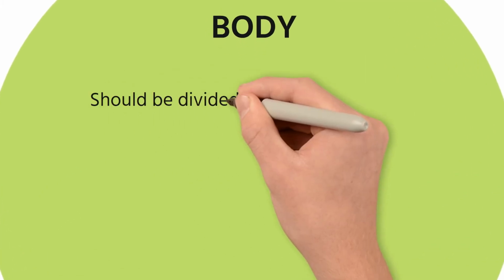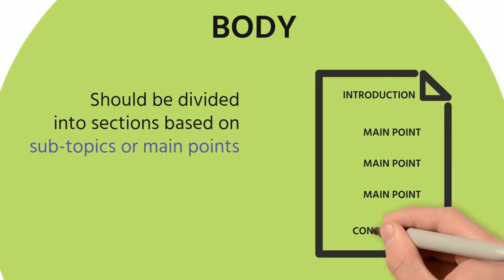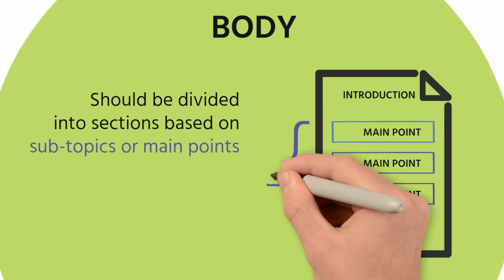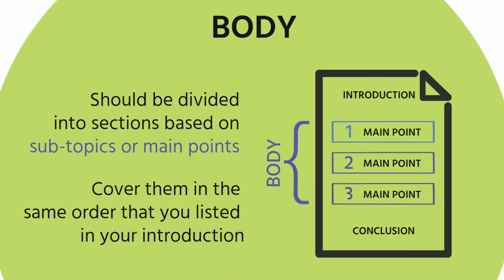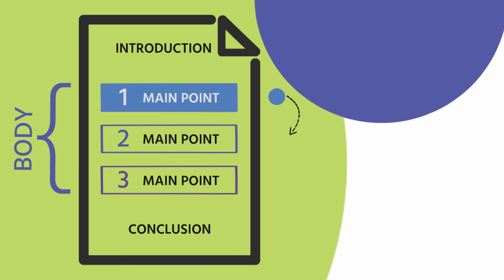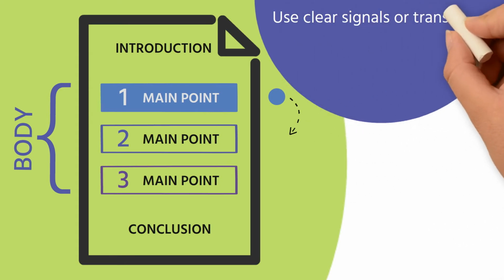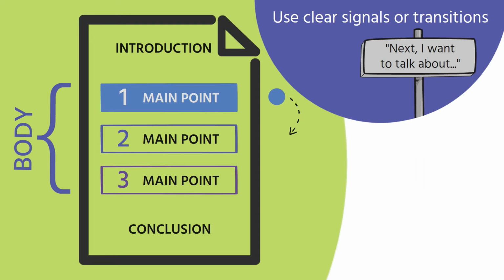The middle, or body of the presentation, should be divided into sections based on subtopics or main points that support your overall message. You should cover them in the same order that you listed in your introduction. Make sure that you tell your audience when you're beginning a main point and let them know when you are moving on to a new point. Helping your audience follow the structure of your presentation with clear signals or transitions, like "Next I want to talk about," will help everyone stay focused.